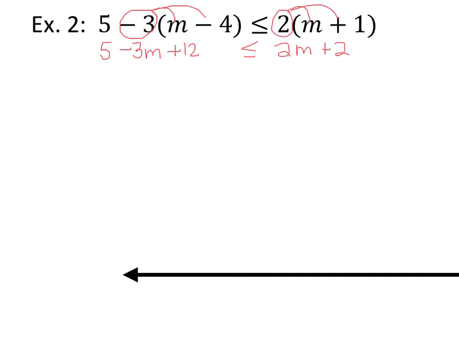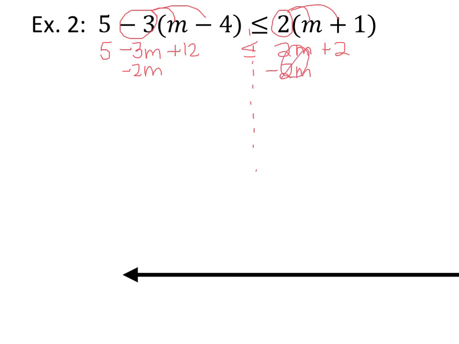Okay, so we're going to draw our line. And remember, you want to get your variables on the left-hand side. So that means I need to move the 2m. So I'm going to subtract 2m to the other side, look for where your m is, and line it up underneath. This cancels.